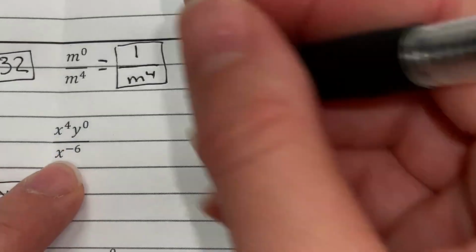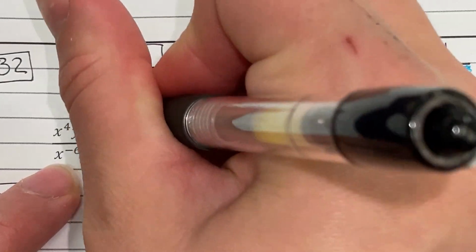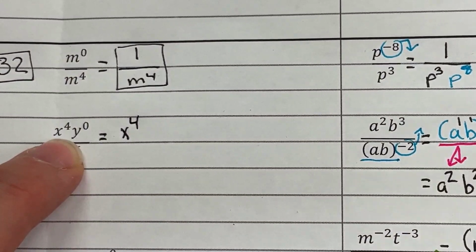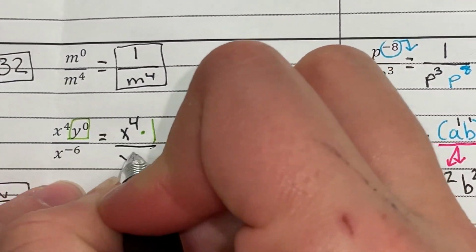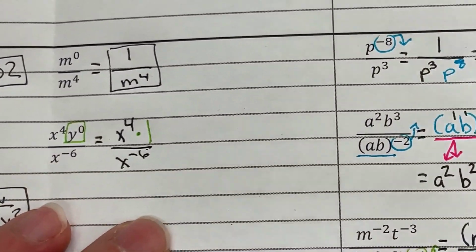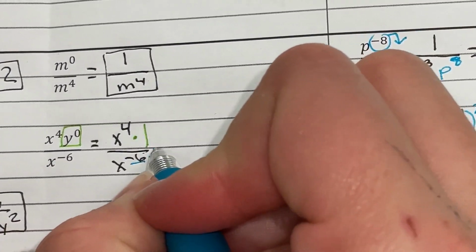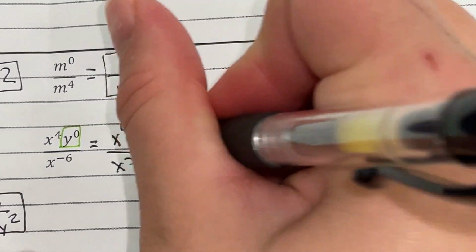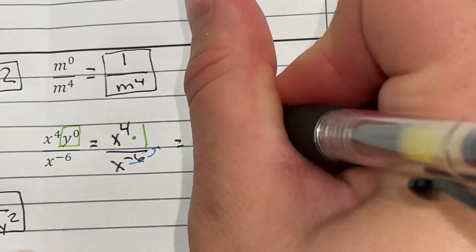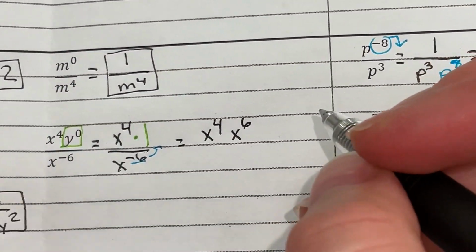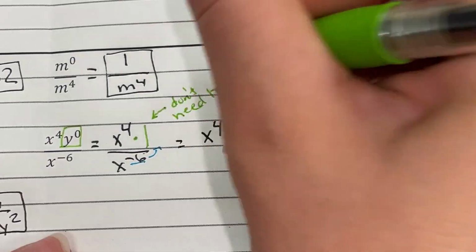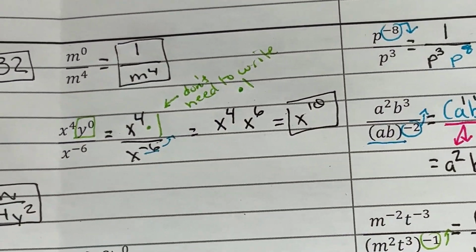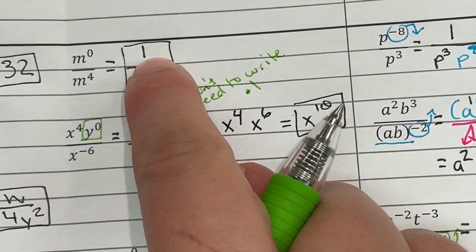Let's look at this one. We have x to the 4th. Y to the 0 is just multiplying by 1. That's what this is, over x to the negative 6. Well, we know how to deal with negatives. This negative moves up. So really, we now have x to the 4th times x to the 6th. Times 1 doesn't change anything, so I'm going to drop it. This gives me x to the 10th. You don't need to write times 1. The only time you really need that 1 is if it's the only thing left at the top.